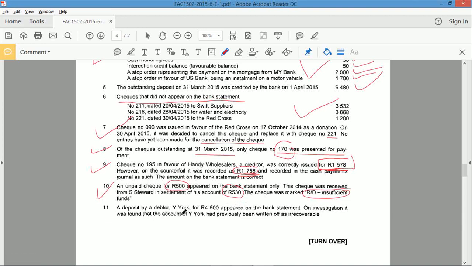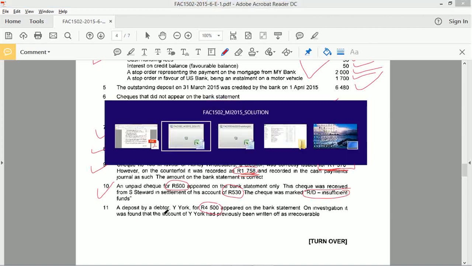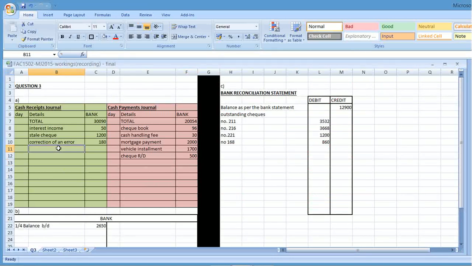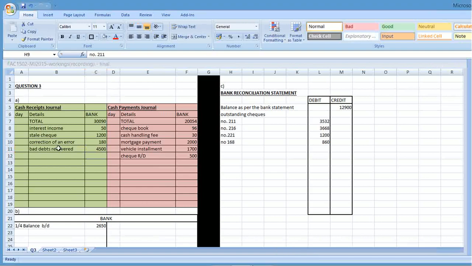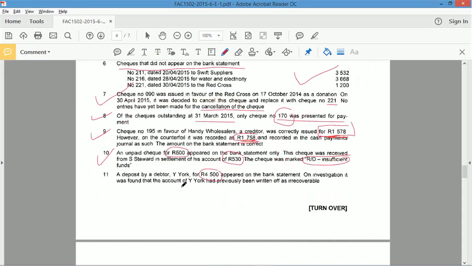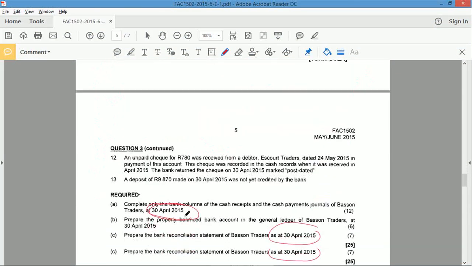11. A deposit by debtor Y for 45 appeared in the bank statement. On investigation, it was found that the account of YY had previously been written off as irrecoverable. So that's a credit loss that you've recovered. That is going to now go to your cash receipts journal. Bad debts recovered, credit losses recovered. $4,500. Great, we've got two more.